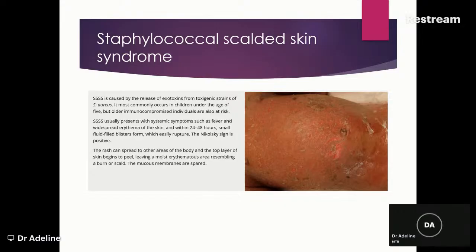The most common symptoms are fever and widespread erythema of the skin, and it usually worsens very quickly. Within 24 to 48 hours, small fluid-filled blisters start forming, which then rupture, and in that case the Nikolsky sign will be positive. The rash easily spreads to other areas of the body, and basically the top layer of the skin begins to peel off, leaving behind a moist erythematous area. One common thing to note about this condition is that the mucous membranes are usually spared.